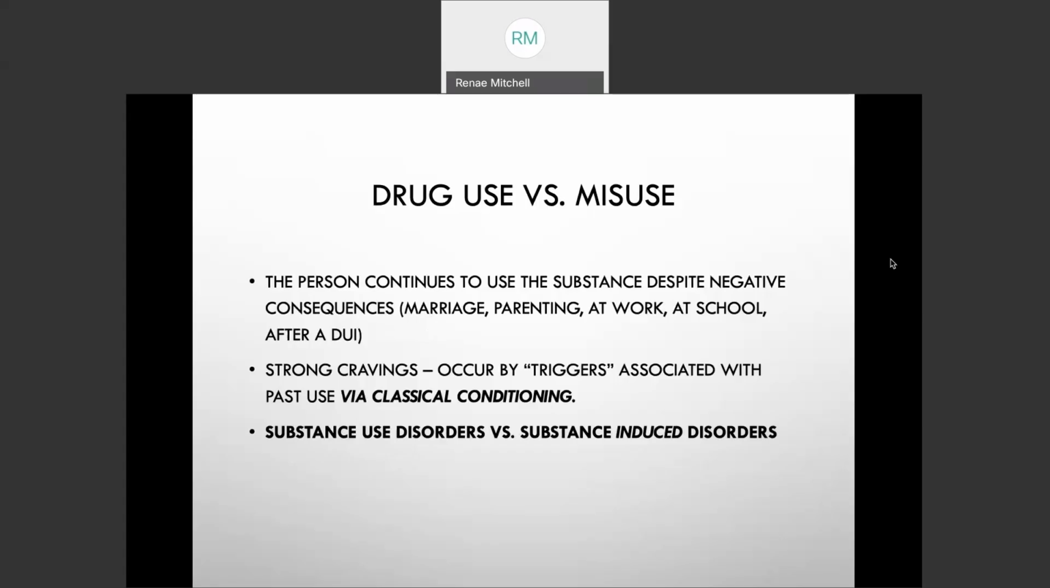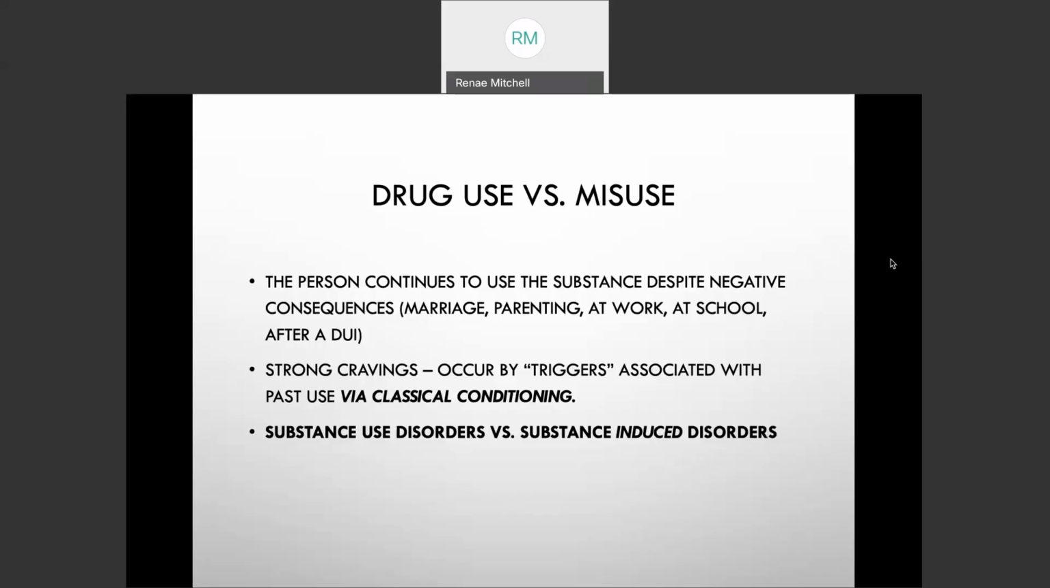Additionally, drug misuse involves continued use of the substance despite negative consequences. So again, having an impact on relationships, on performance at work or school, or getting in trouble with the law. Also the presence of strong cravings.